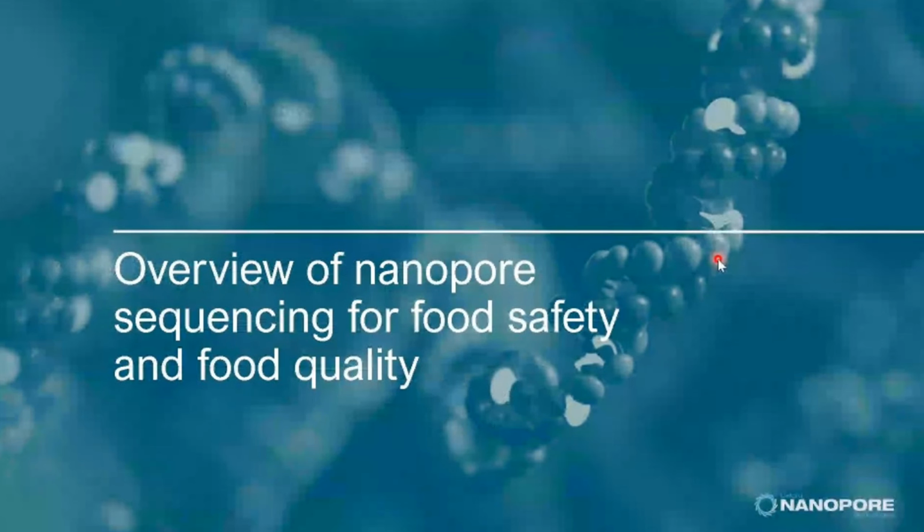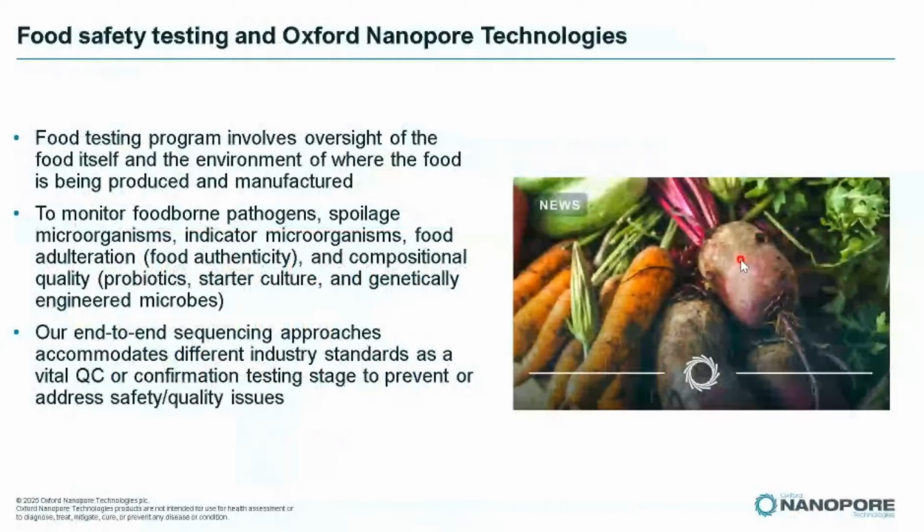Okay, so that will be it for the introduction of Oxford Nanopore technology. Now we shall move on to the usage of nanopore sequencing technology for food safety and food quality purposes. So food testing programs involve oversight of the food itself and the environment where the food is being produced and manufactured, for example, the food production factory.